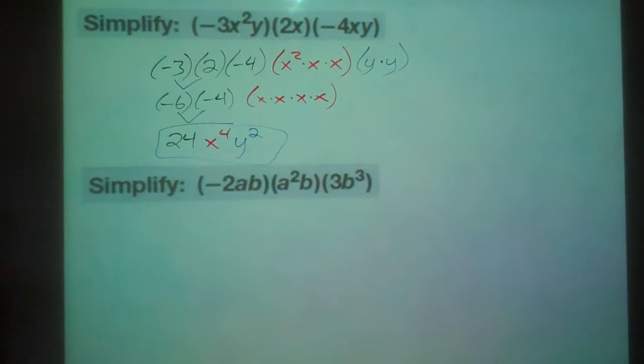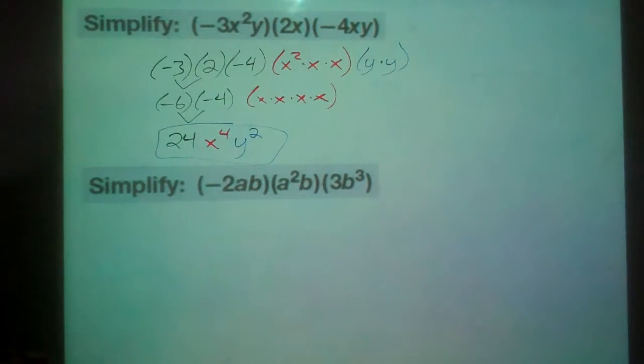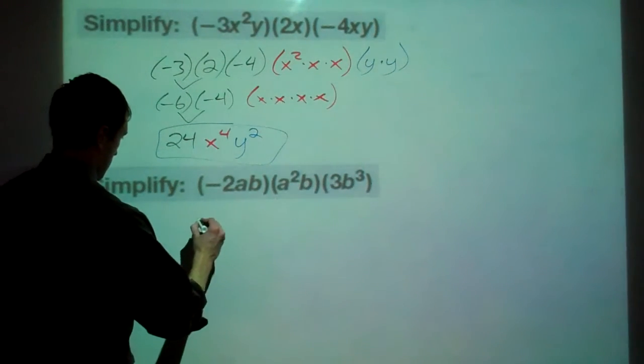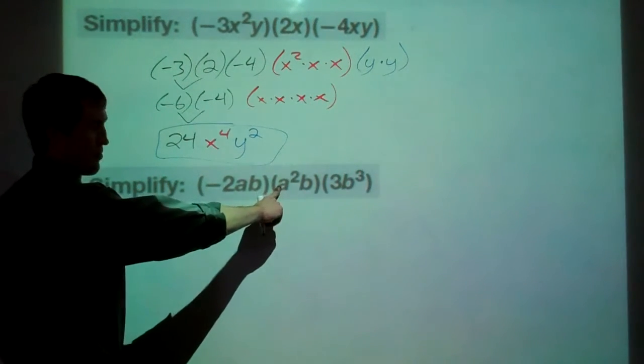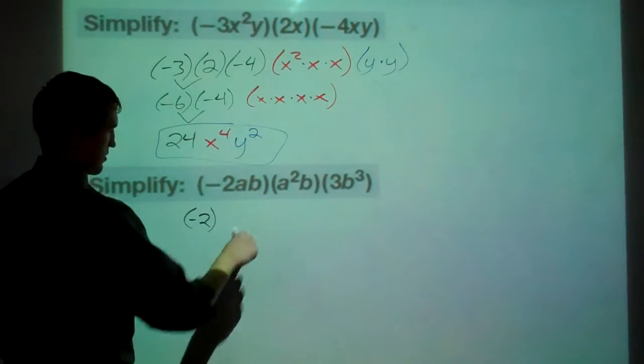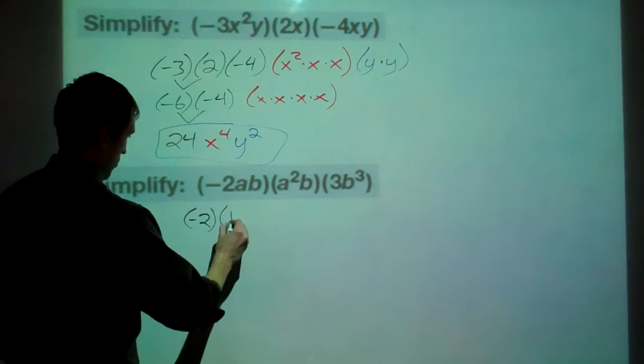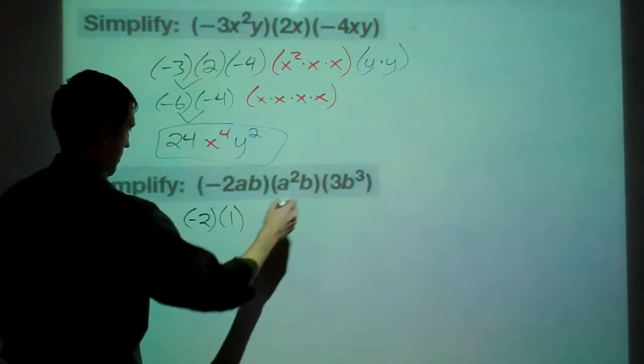Keep that there. How about this one? Negative 2 times a times b times a squared times b times 3 times b to the 3rd power. First thing again, we want to get all of our numbers here. So, negative 2 times, this one doesn't have a number, that means we just have one of those. So there's a 1 out front here, and then times 3.